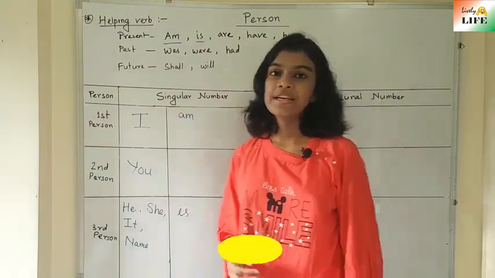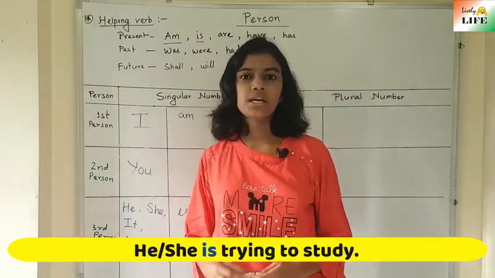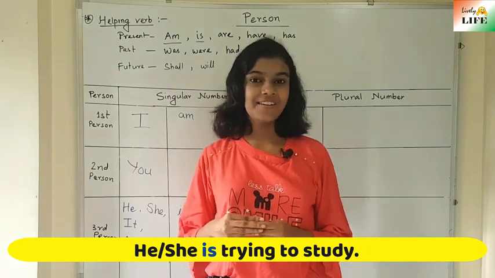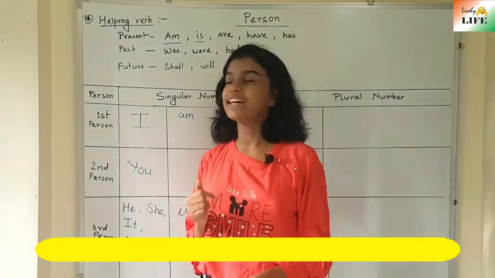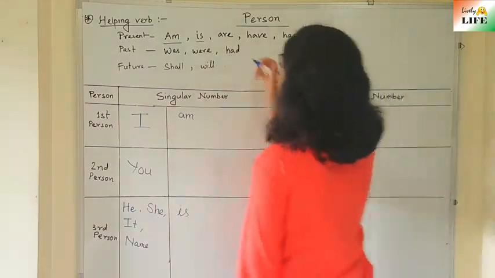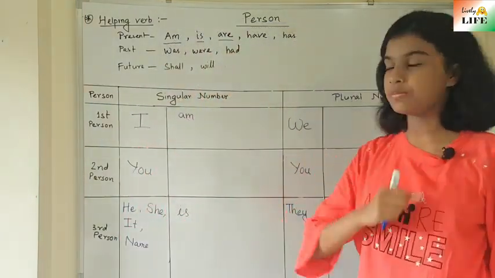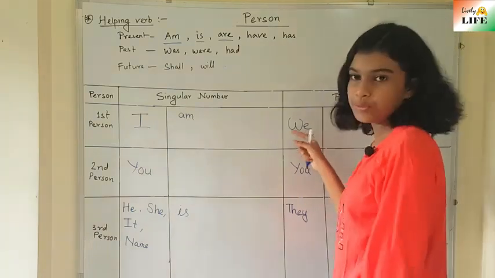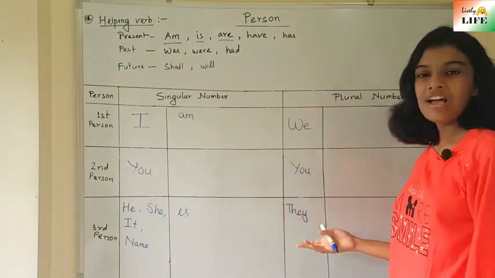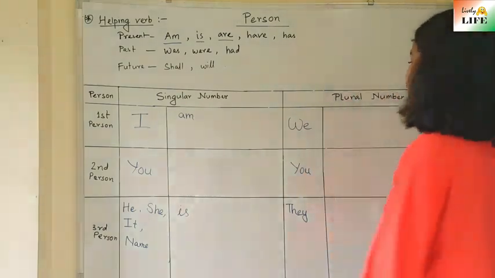Examples are: he is trying to study. She is playing the guitar. Okay, done. Now, are. Are is used after plural numbers. It is used after we, after you, and after they as well.